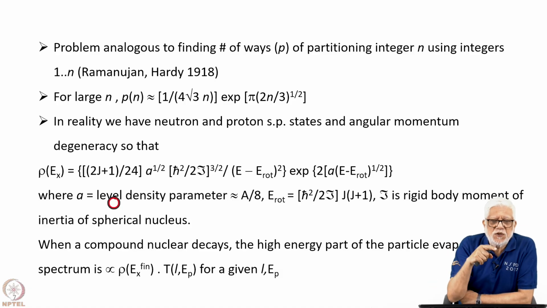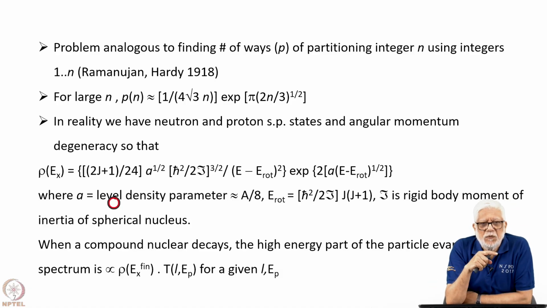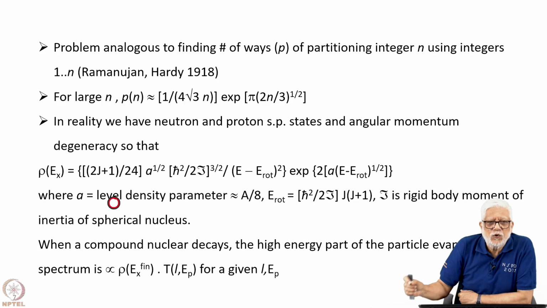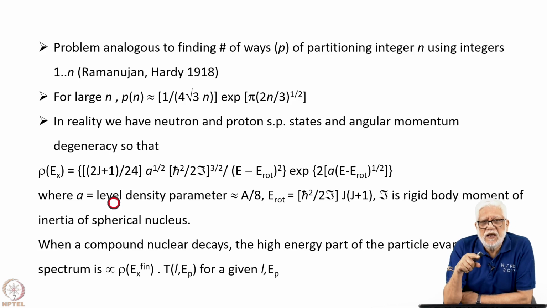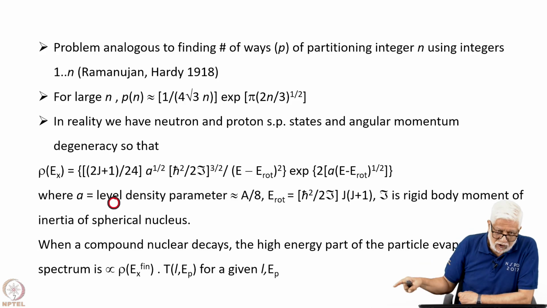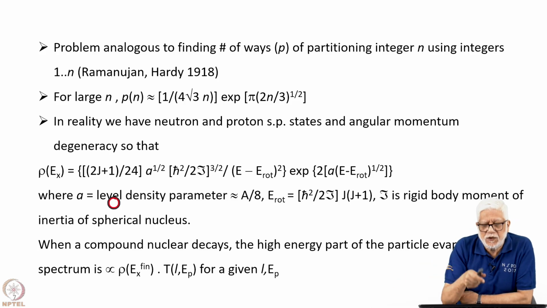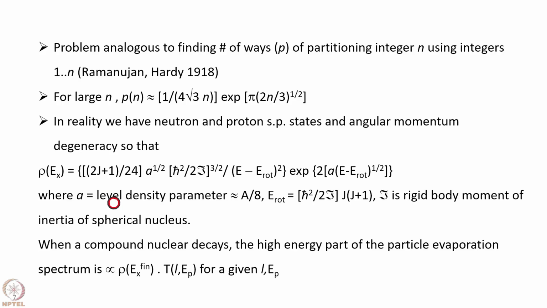The rise for charged particles is because of the barrier, and of course even for particles like the neutron, for higher L's there is a so-called L into L plus 1 by R squared barrier. So you have a rise and then you have a fall, and the fall is of course dictated by the level density in the final nucleus. The rise for charged particles is easy to understand: there is a Coulomb barrier, and the higher the energy you go, the more easily it can cross this Coulomb barrier.